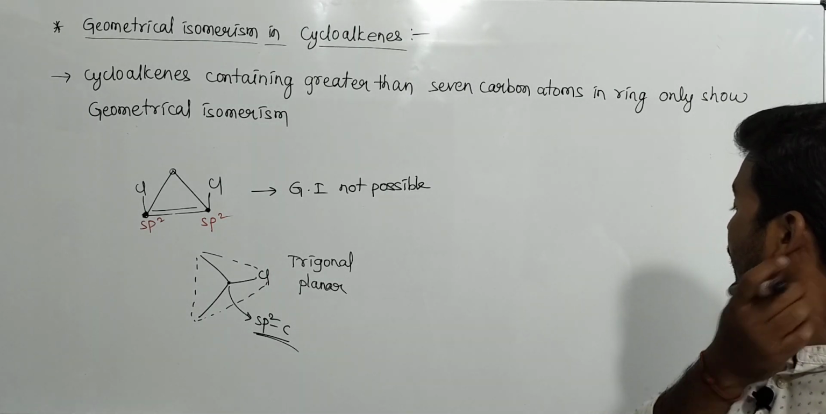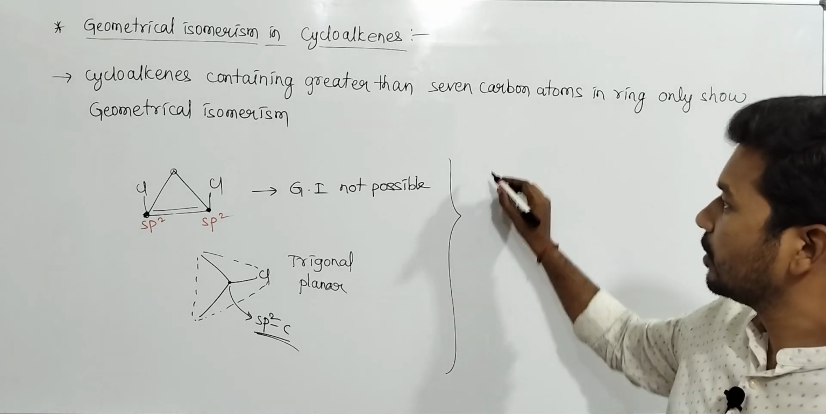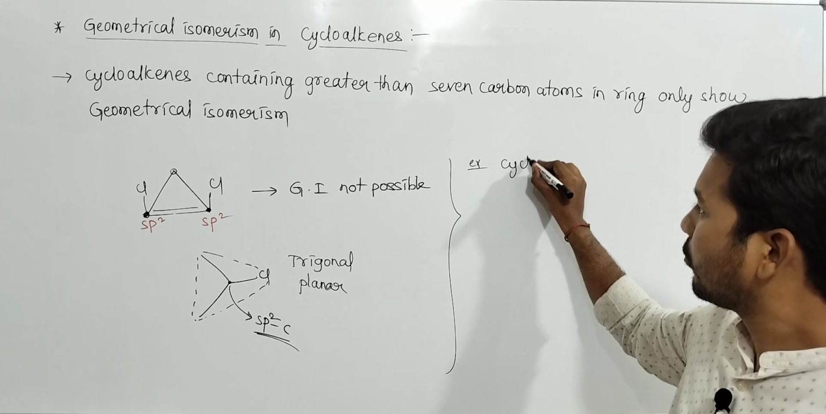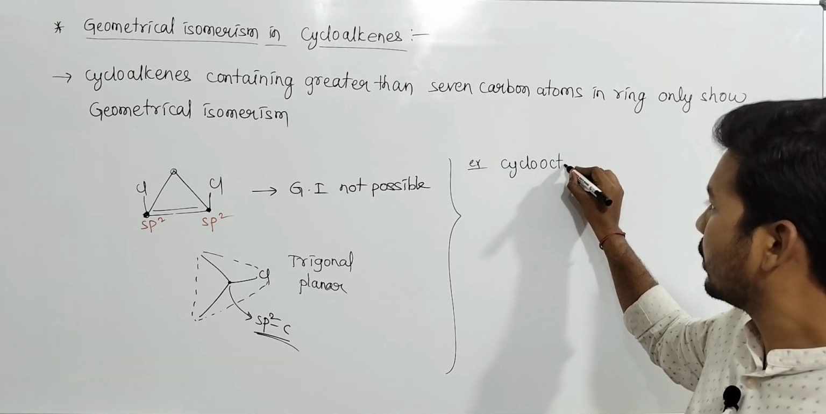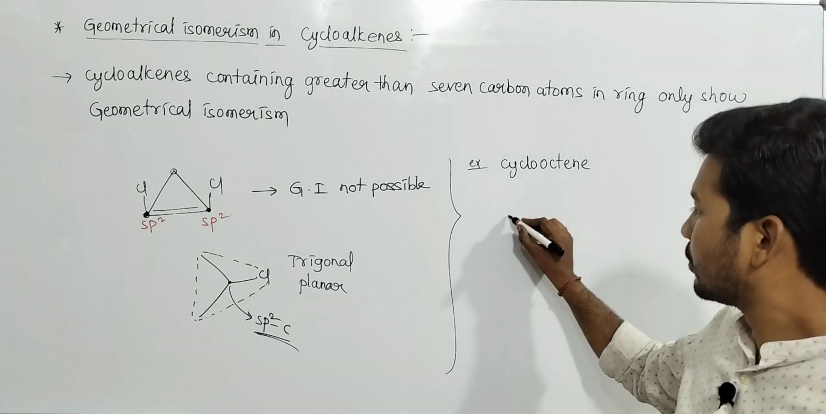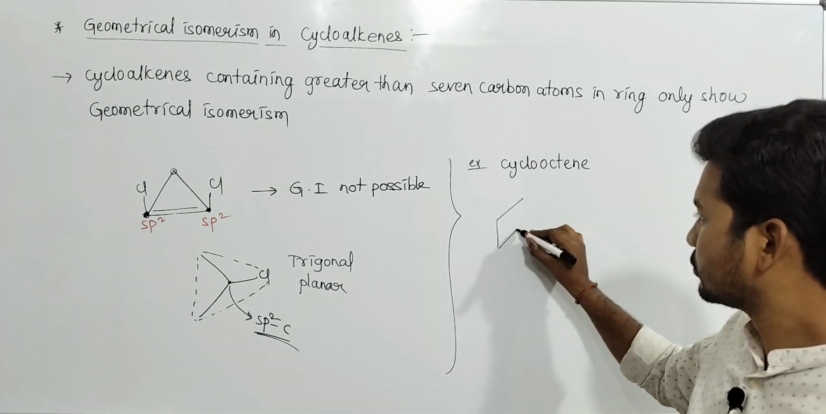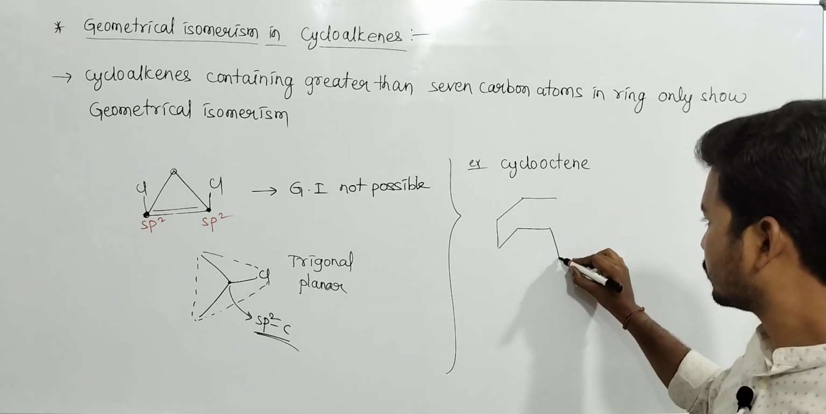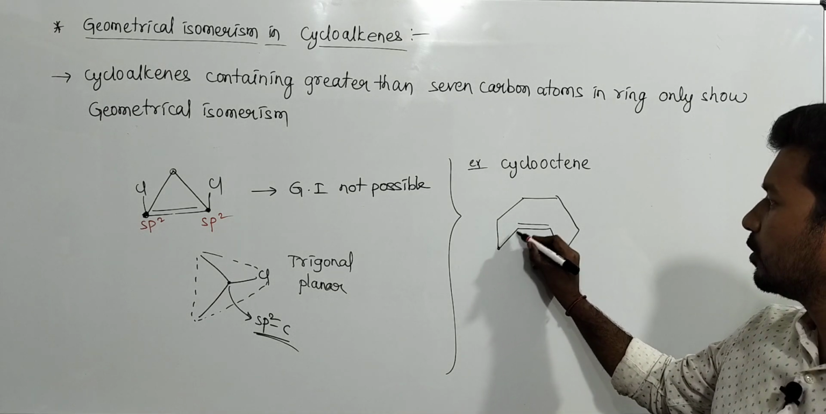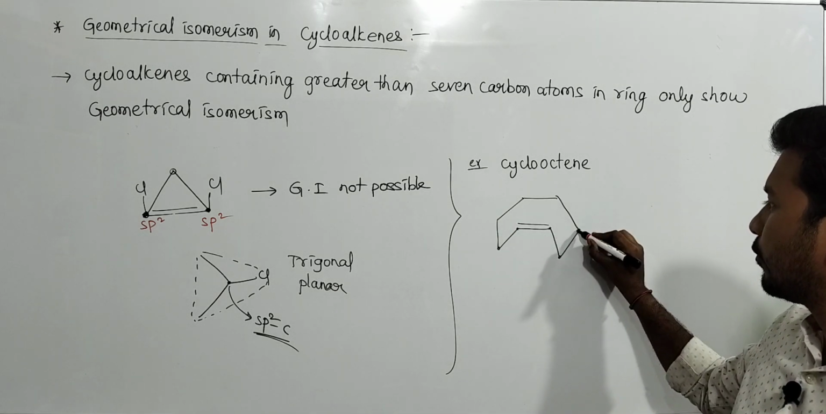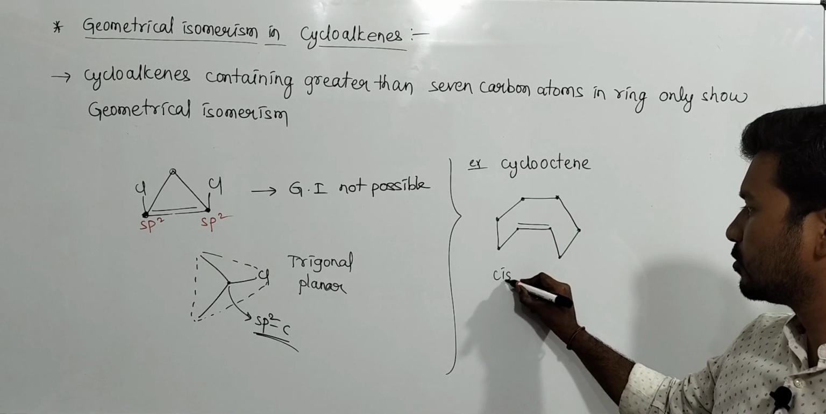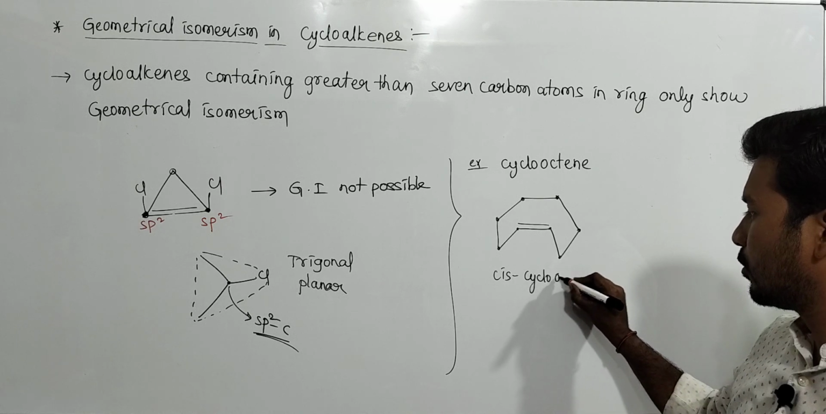If you take cyclooctane as an example, geometrical isomerism is possible. See, cyclooctane, how many carbon atoms? 1, 2, 3, 4, 5, 6, 7, 8. Cyclooctane. Cis.